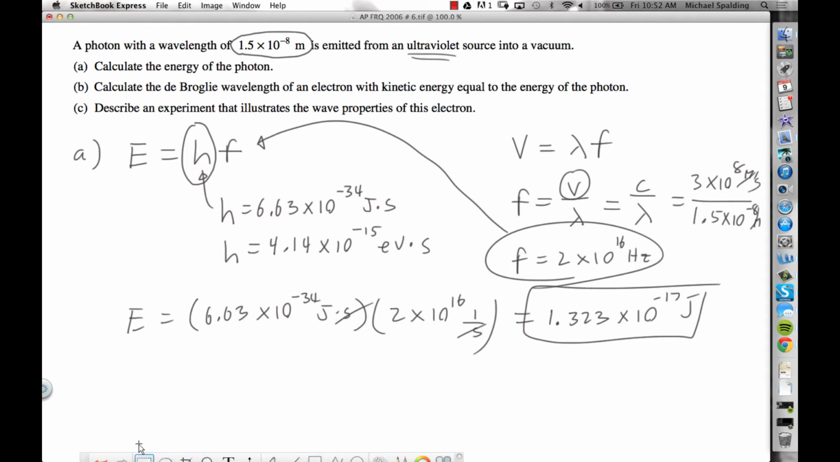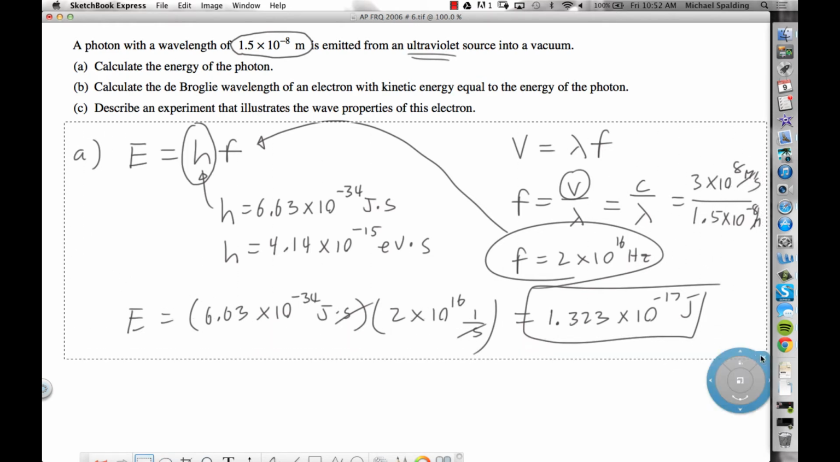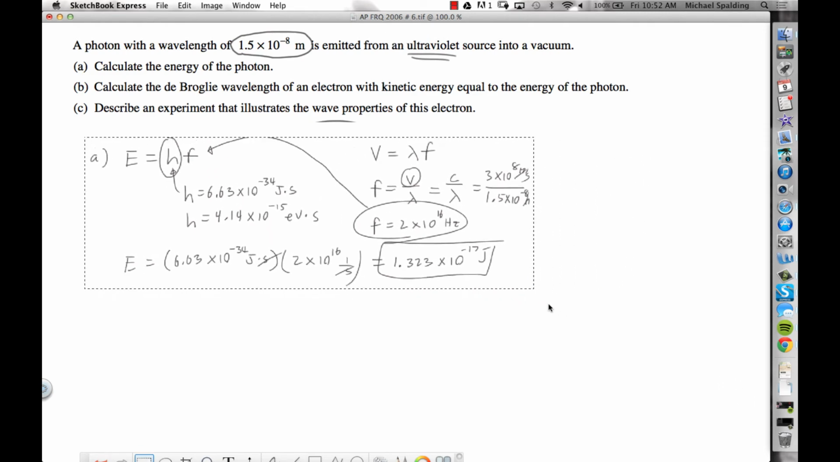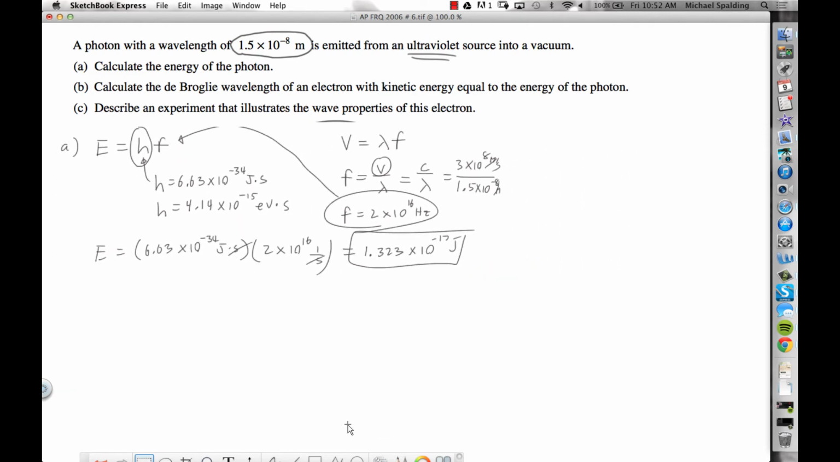Now, second question. The second question wants us to find the de Broglie wavelength, which I've never talked about, but I'm talking about it now. The idea with the de Broglie wavelength is that everything travels in a wave-like fashion. If I took a baseball and threw it to you, as the baseball flew through the air, it would have a wavelength to it. The ball flying through the air would be traveling in a wave-like fashion.